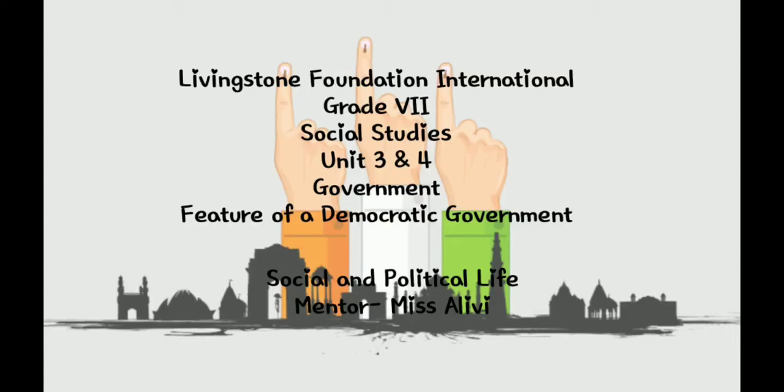Hello students, welcome back. Today we will be learning another new unit, and this time we have two units that I've compiled together because they are interrelated to one another. This is from your social and political life portion. The unit is entitled Government and the Features of a Democratic Government. So now let us have a look at what we have in this chapter.